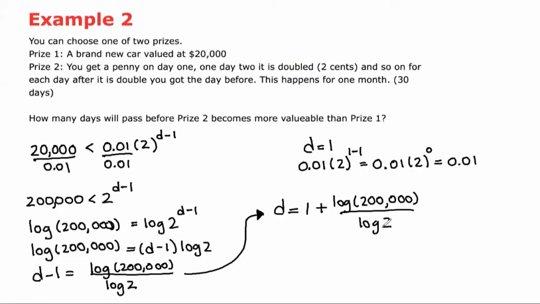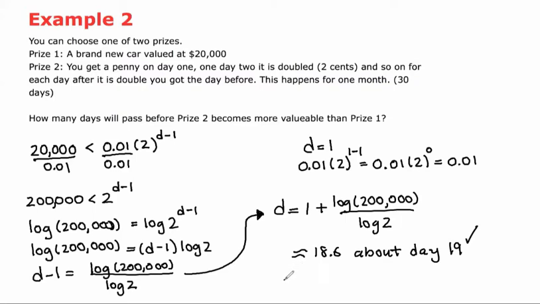Well, let's go ahead and calculate that. That's about 18.6, which is about day 19. So after 19 days, the value of prize 2 actually becomes worth more than the value of prize 1. Now, if there are 30 days in that month, you still have 11 days to go.